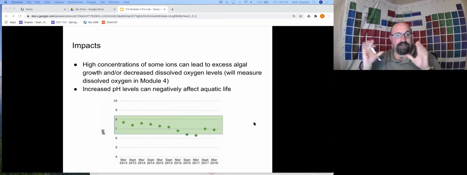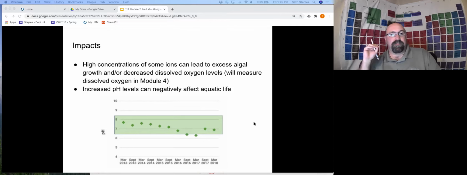And so if we start to get high concentrations of some of these ions, then that's something that can lead to this excess algae growth that we're seeing, for instance, at Site C. If you've looked into eutrophication at this point, and hopefully you have, then you also know that this excess algae growth can eventually lead to decreased dissolved oxygen levels.